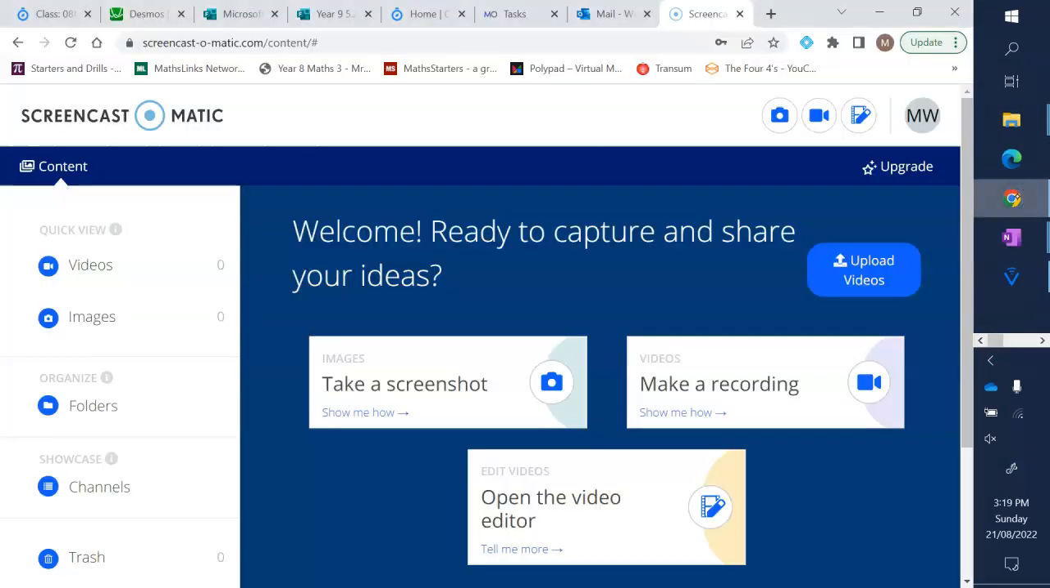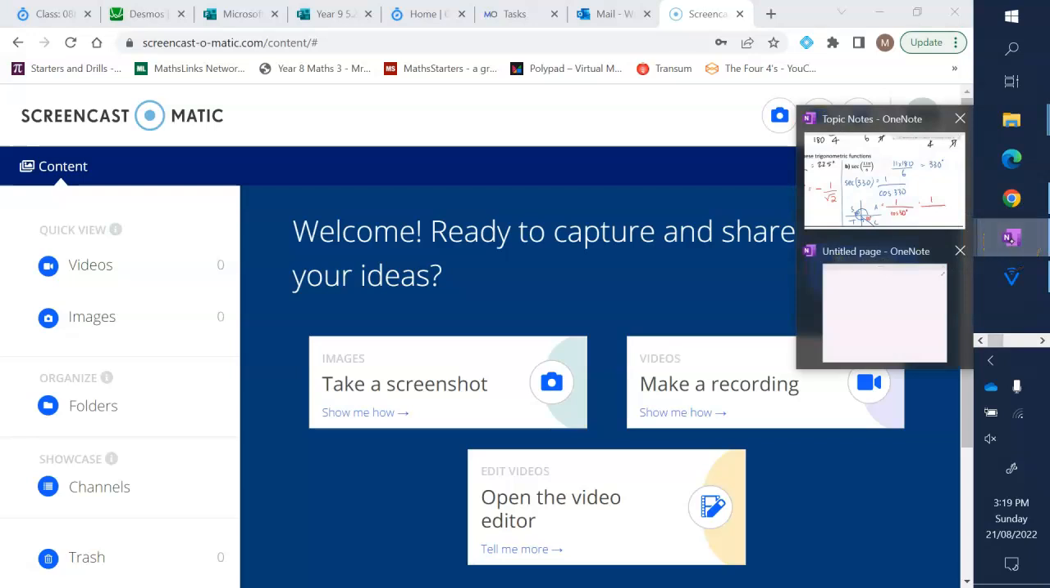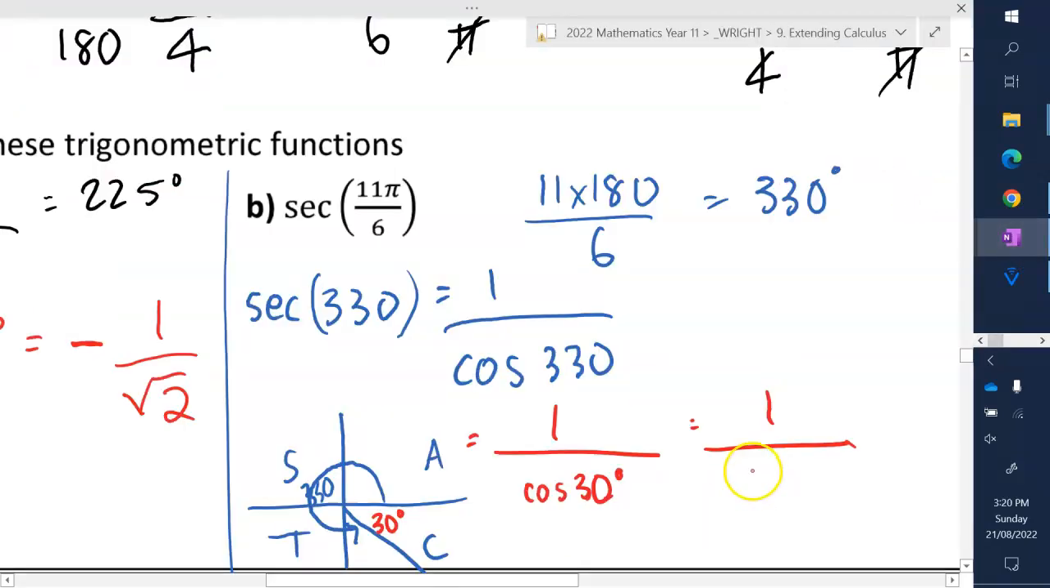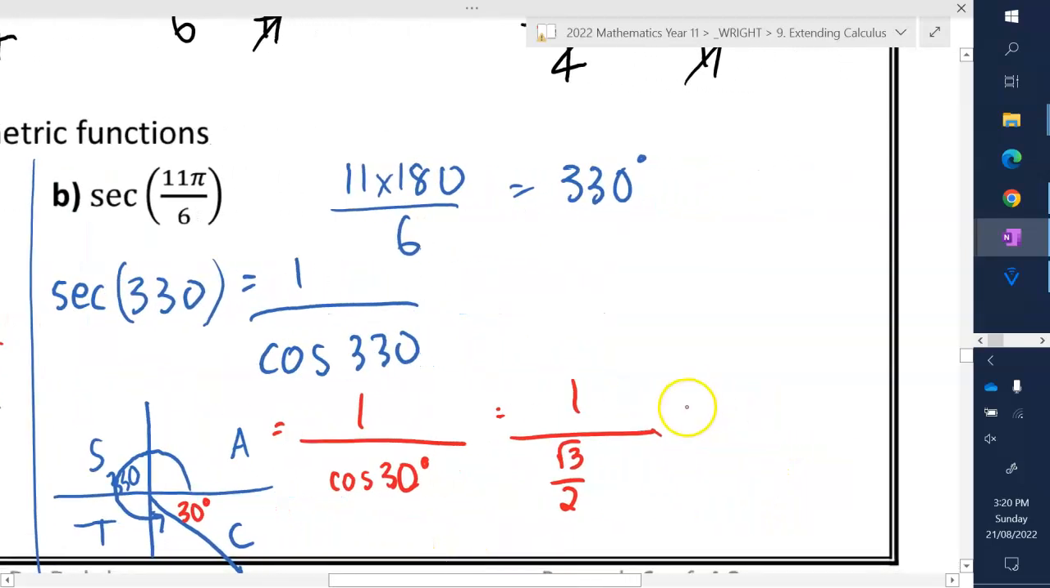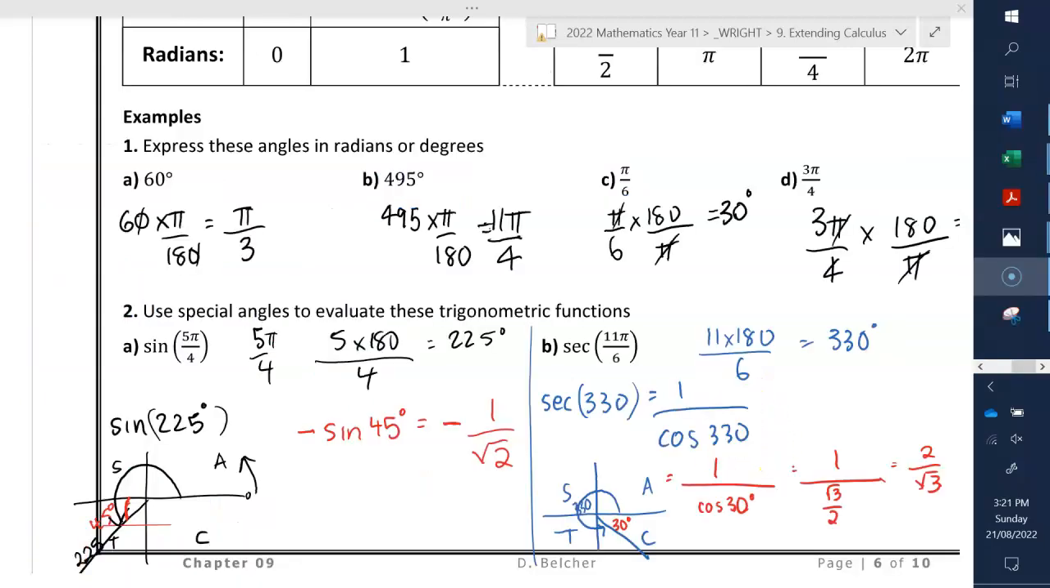Let's jump back in to our page here, which is 1 over root 3 over 2. I can't have that fraction on the bottom, so it's going to be times by it and flip that upside down, so it's 1 times 2 over root 3. Okay, now those are the only examples that we've got there for now.